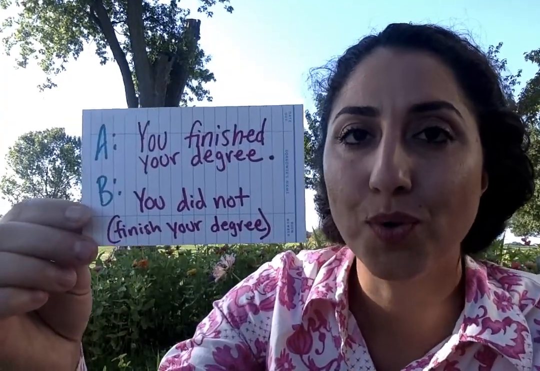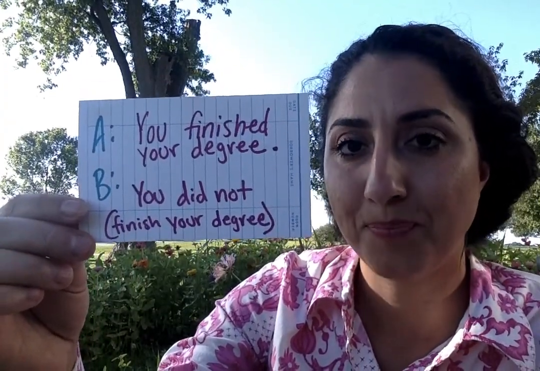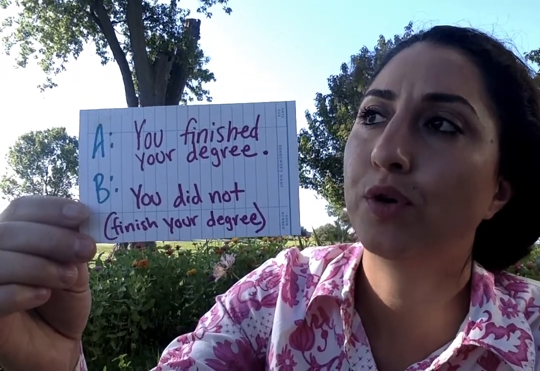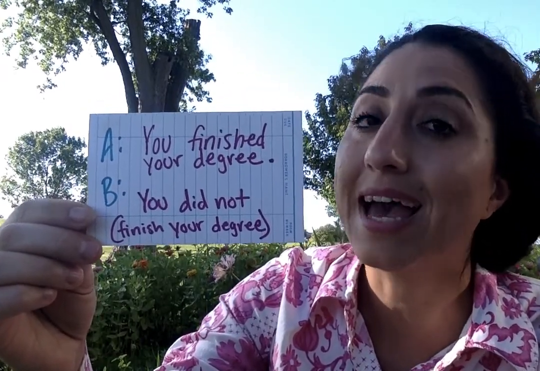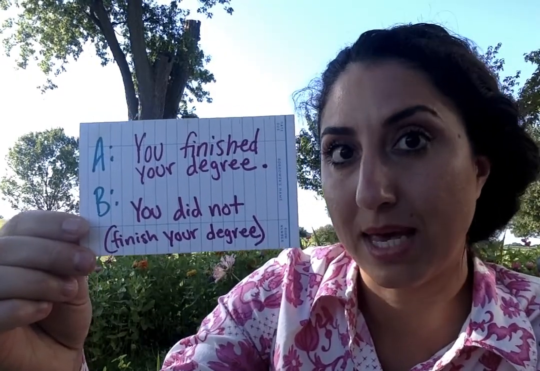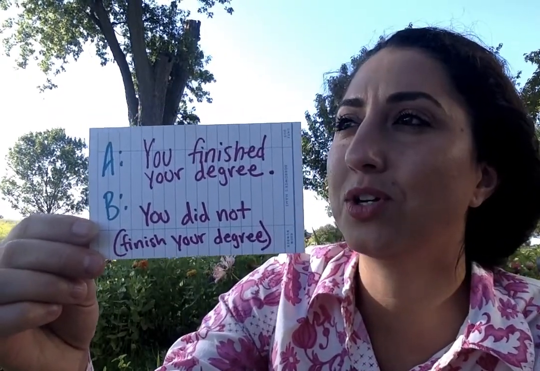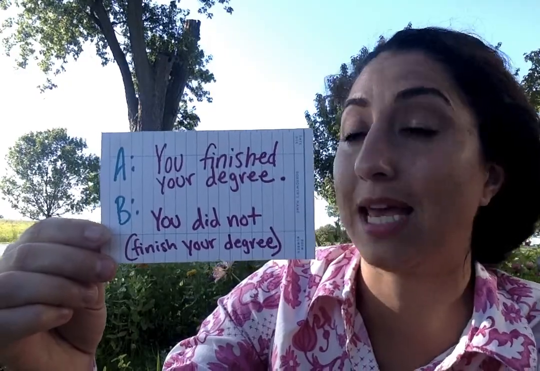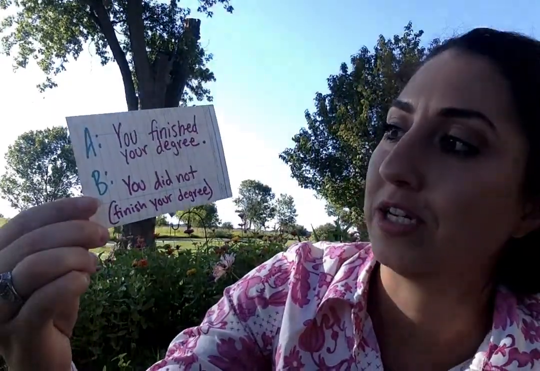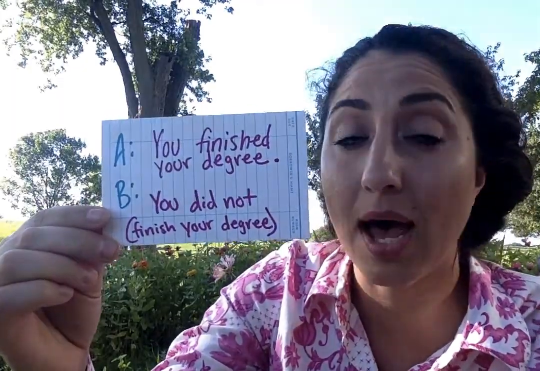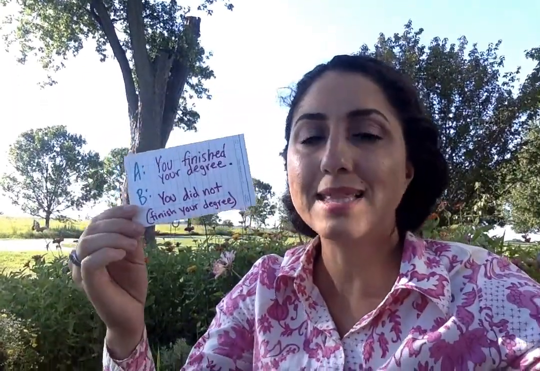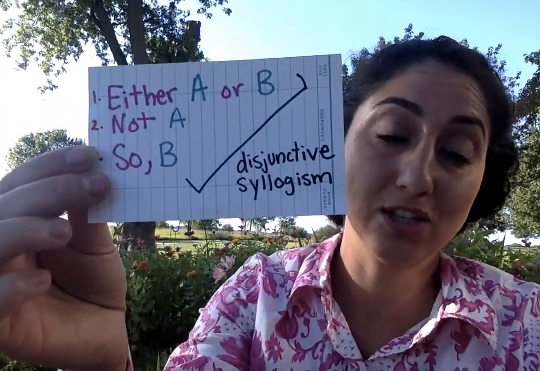It's true that either A or B. It's not possible for you to both finish your degree, A, and not finish your degree, B. It's not true that you could neither finish your degree A or not finish your degree B. You either finished or you didn't, not both, not neither. So that's fine as content to plug in to the disjunctive syllogism.